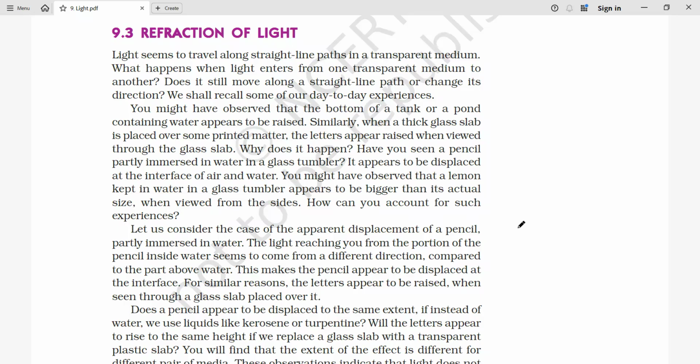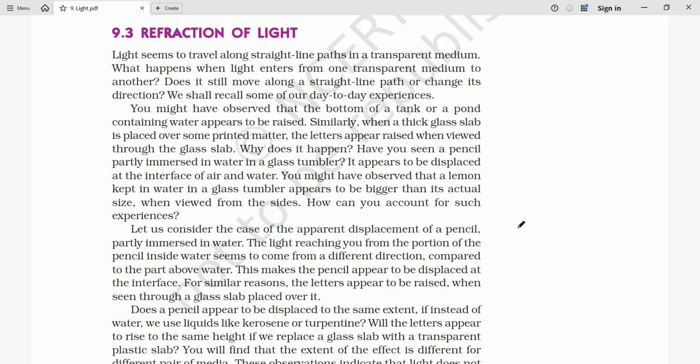Refraction of light. Before this, we have seen reflection of light, so for that, a separate lecture is available in the playlist. You can see there. And here we are going to discuss refraction of light, especially in the case of a rectangular glass slab. And then we'll try to understand what the refractive index is.